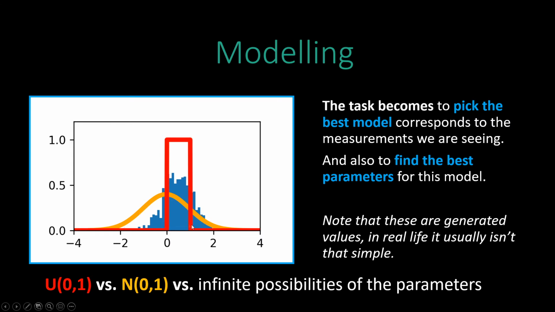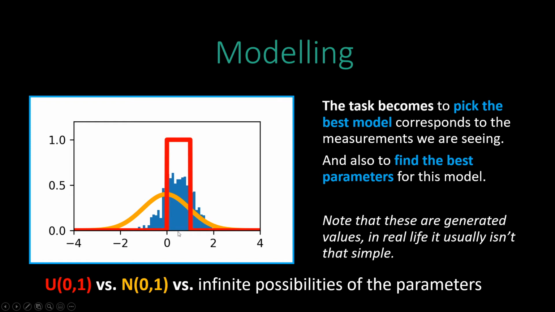Well, neither of these models is the best one, so we probably actually have to change these parameters and find the one which would correspond to this the best. Right. So the task of modeling becomes to pick the best model, so sort of figure out if I want to use a normal distribution or the uniform one, and also to find the best parameters for that model. So for example, I think something centered around here would correspond the best, and probably the normal distribution one would actually fit better as well.